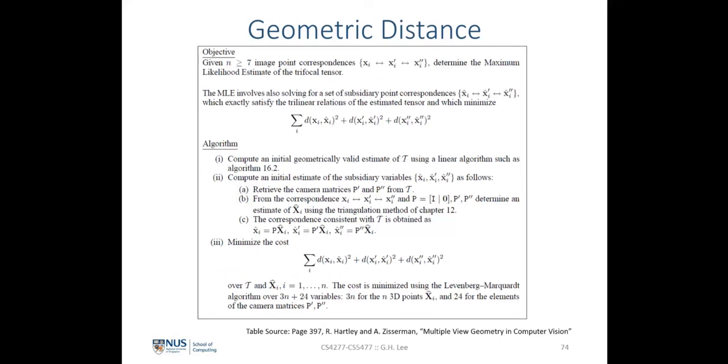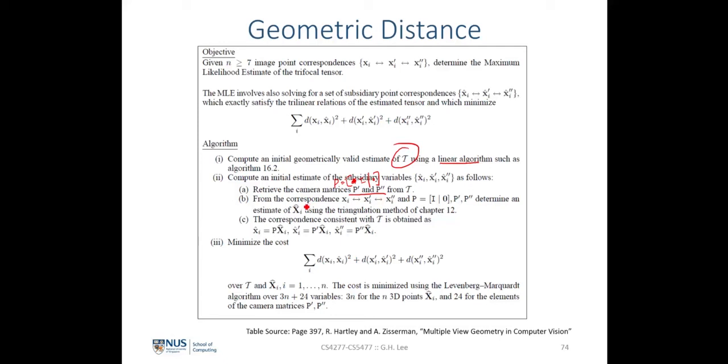Finally, the trifocal tensor solved from the algebraic error serves as an initialization for the optimization using geometric distance that we have seen in the case of the homography as well as the fundamental matrix. So here we make use of the linear algorithm that we've seen earlier to provide an initial estimate for the trifocal tensor. Then we can retrieve the camera matrices. P would be the canonical camera matrix, and P prime and P prime prime would be what we have seen earlier from the trifocal tensor T.